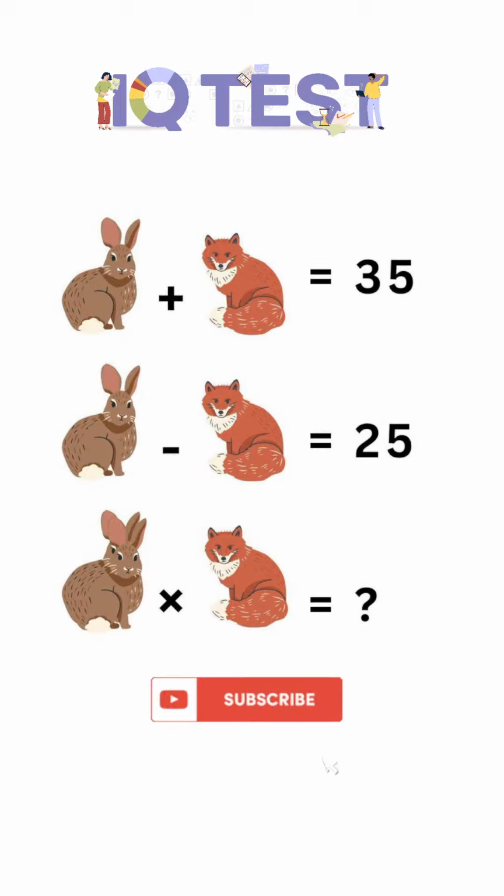Who can solve this challenging IQ test question? 1 rabbit plus 1 fox is equal to 35. The rabbit minus the fox is equal to 25. What is 2 rabbits multiplied by 1 fox? Any answer for us?